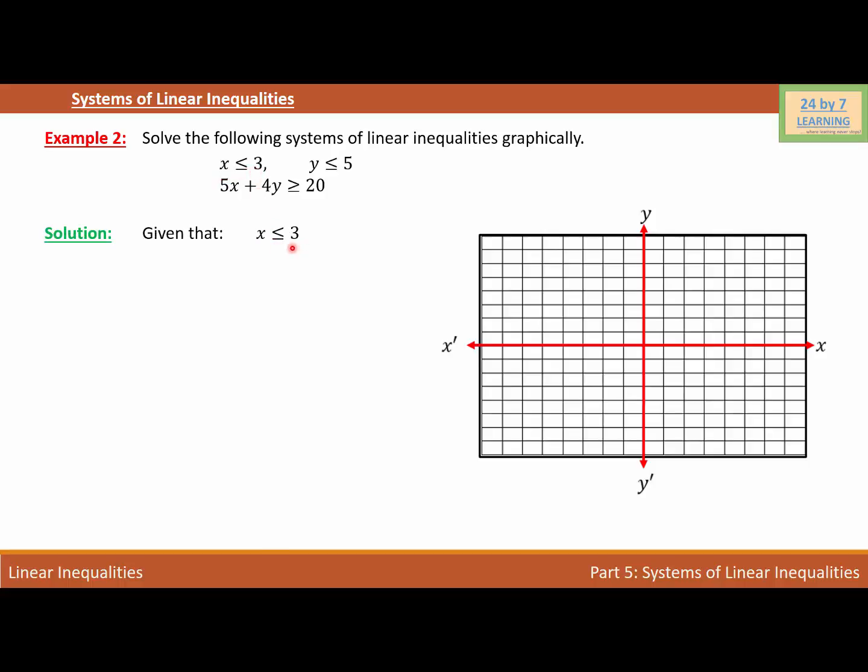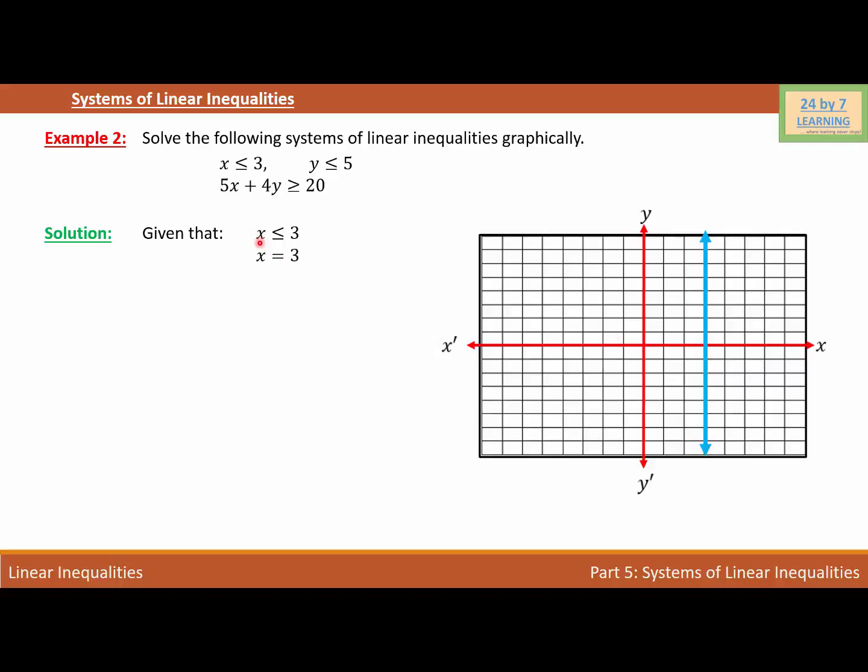Now in order to graph this inequality, I'm going to consider this inequality as an equation. So I will write x is equal to 3, but always remember, this is an inequality, not an equation. So x is equal to 3. Now let's graph it. If we graph it, we'll go 1, 2, and 3. And then we'll draw a line, which is basically this blue line.